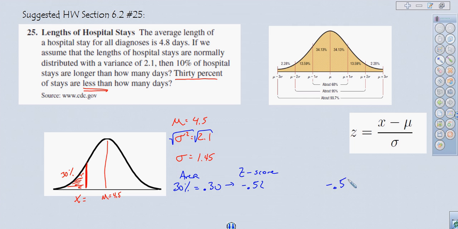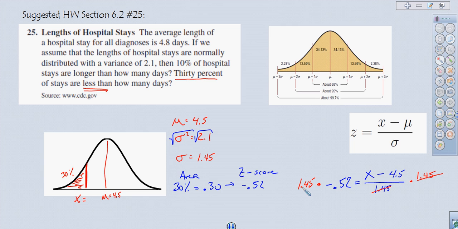Now with that z-score, I come over here to my formula and plug it in. So negative 0.52 is equal to x, which is what I'm looking for, minus my mean, divided by my standard deviation. Same process: the inverse of dividing is to multiply, so I multiply both sides by 1.45. That way those will cancel, one on top, one on the bottom. If I do it to one side, I've got to multiply the same thing to the other side.